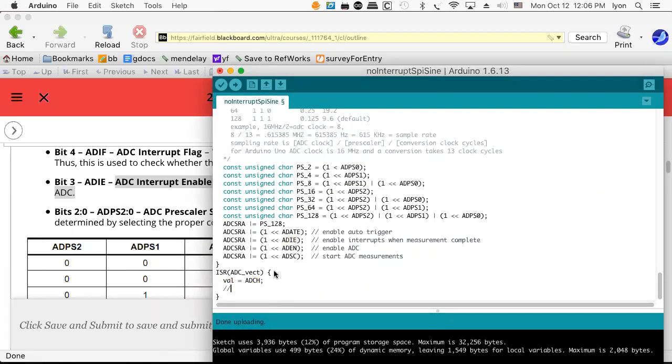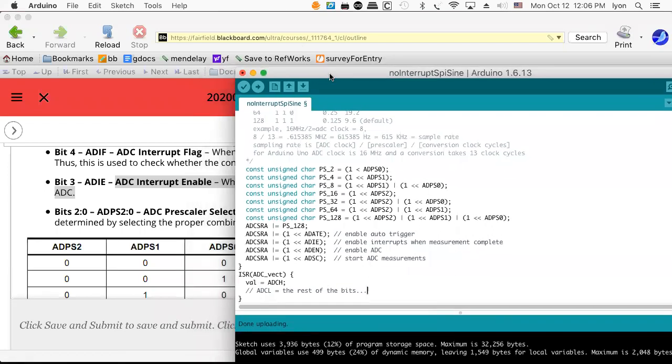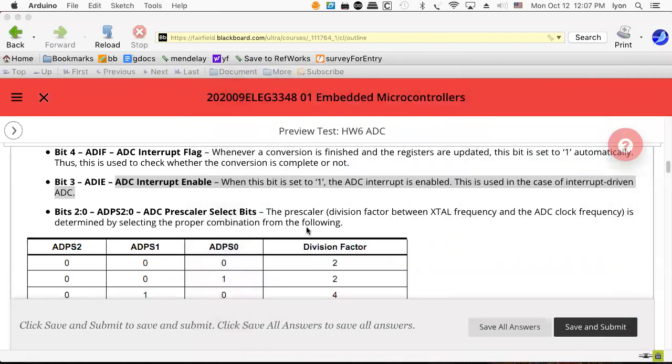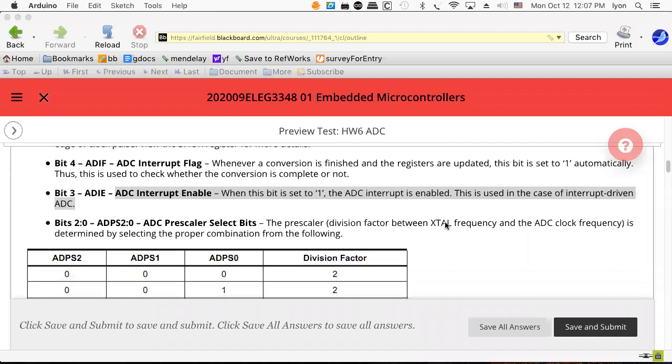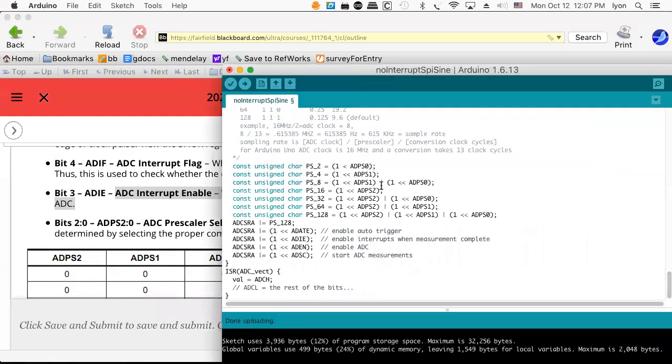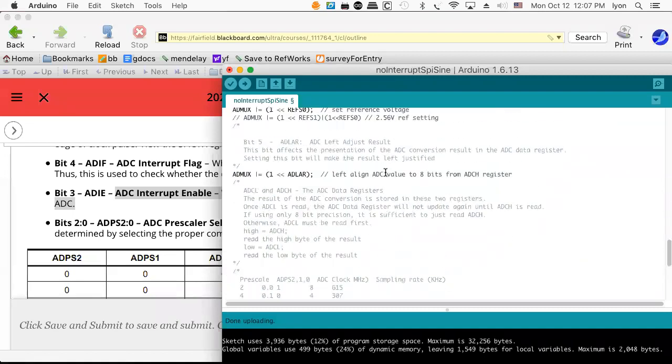Or if we're doing a 10-bit conversion, we'll get the other two bits from ADCL, the rest of the bits. If you've got everything left justified, your most significant 8 bits will be in ADCH, and then the most significant 2 bits in ADCL will be the rest of the 10 bits. Because you don't get a 16-bit ADC converter here. We don't have that. As much as you might like to have it, we don't have it, unless you want to add the hardware, which I guess you could do.